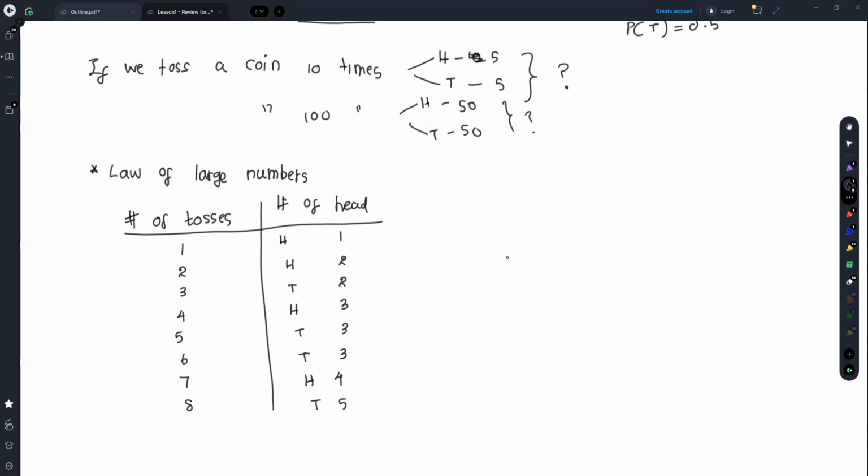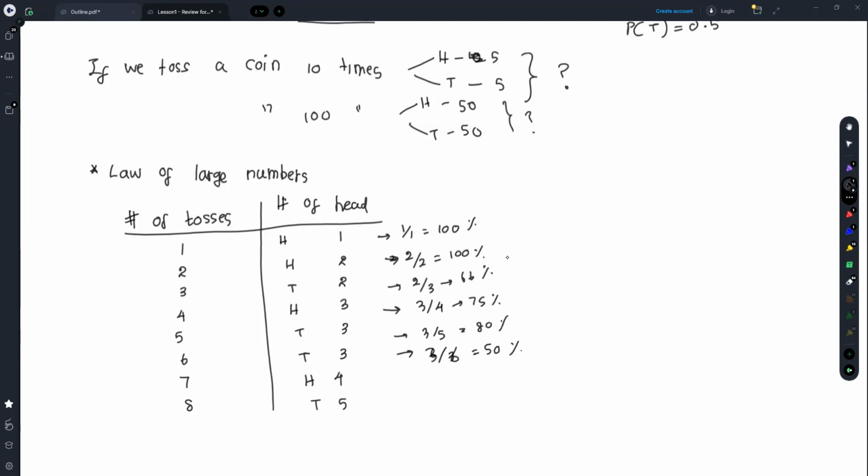Likewise, you can find the number of heads, right? So what is the probability? Here, number of tosses 1, number of heads 1, 1 out of 1. So that is 100%. Then 2 tosses, 2 heads, still 100%. Then you have 2 heads in 3 tosses, so this will be about 66%. Then 3 heads in 4 tosses, 75%. 3 heads in 5, this is 60%. Then 3 heads out of 6. Now we've got 50%, right? So likewise, you can find this probability.